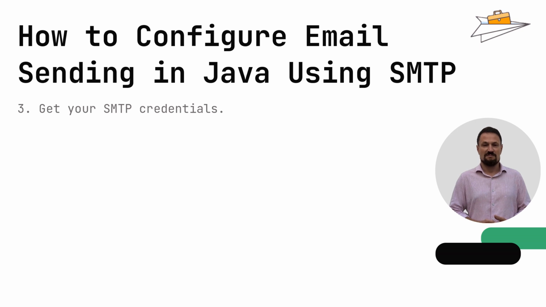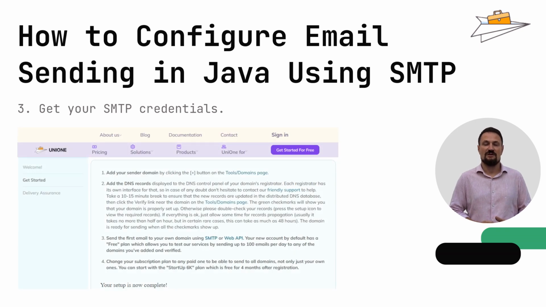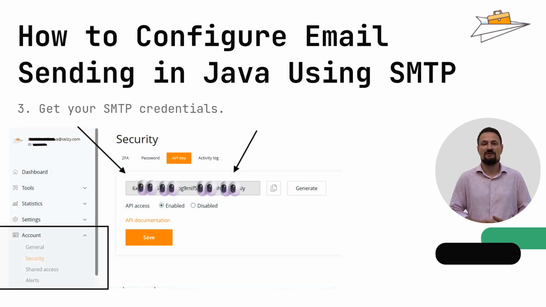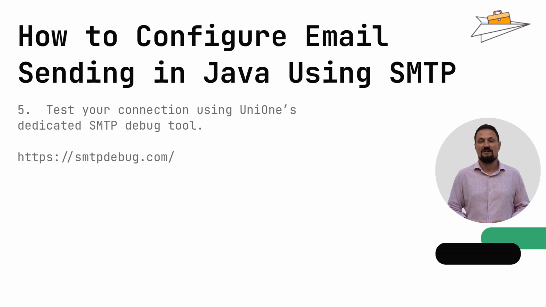Next, get your SMTP credentials. In UniOne, these include your username, user ID, found at the top left of your dashboard, and your password, API key, located under Account in the security page in the left-hand menu. Finally, test your connection using UniOne's dedicated SMTP debug tool. Go to smtpdebug.com and follow the instructions. With your SMTP credentials at hand, we're finally ready to start coding.